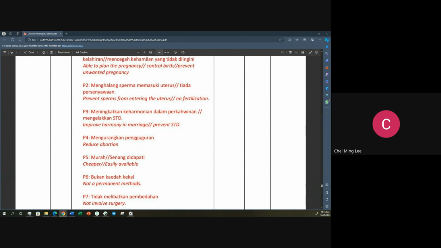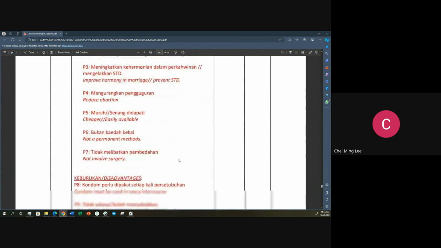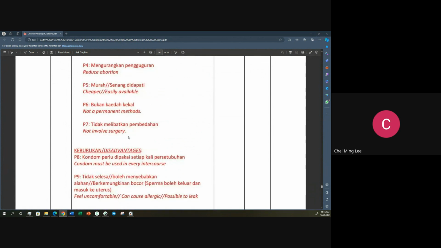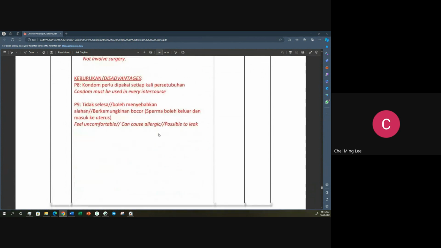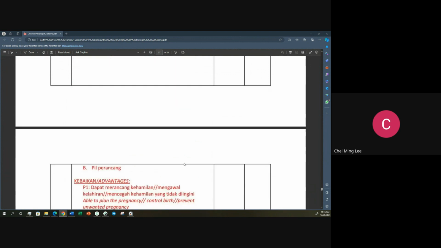STD means sexually transmitted disease, like AIDS, and it will reduce abortion. Cheaper, easily available, not a permanent method and does not involve surgery. Now, for the disadvantages, first, condom must be used in every intercourse. If you feel uncomfortable, it can cause allergic reaction and it is possible to leak.